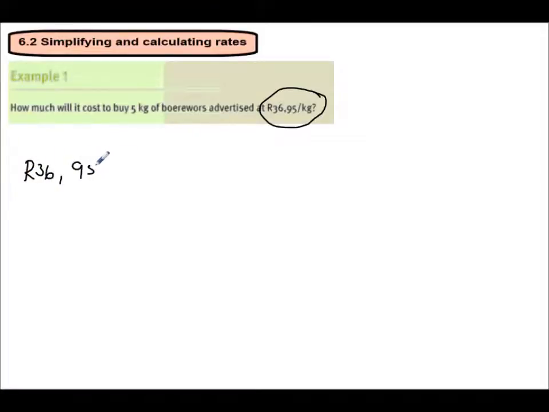R36.95 to 1 kilogram of boerewors equals rands to kilograms. So on this side of my ratio, I must have rands to kilograms. This is a rate because I now have rands and kilograms. Before, remember, I had concentrate and the water. Right, I have 5 kilograms, so I'm going to put my 5 there. 5 kilograms. How many rands will it cost?